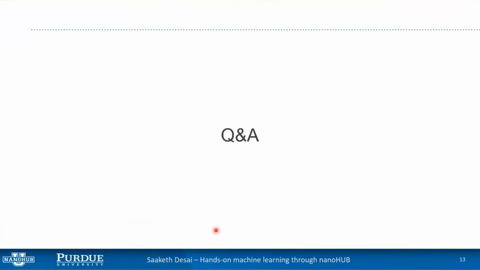I have a question for Saaketh. First, thank you so much for the tutorial. It was really good. I would like to know if it is possible to do a multi-output neural network. Can we build a neural network with different outputs?